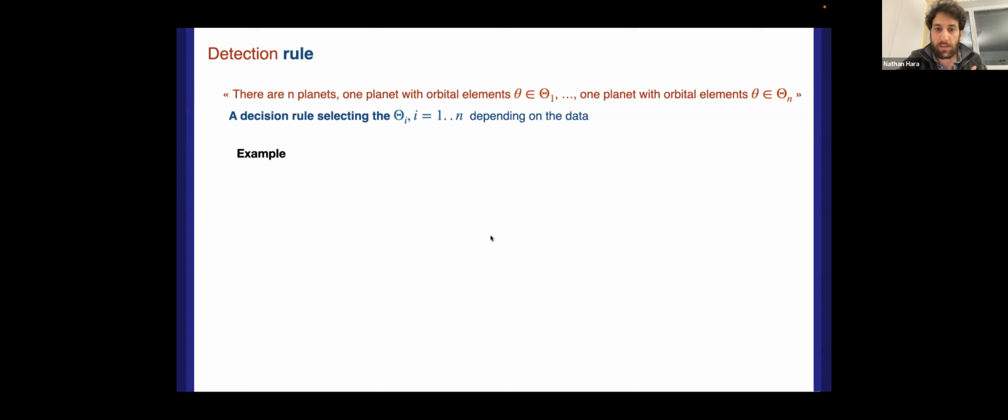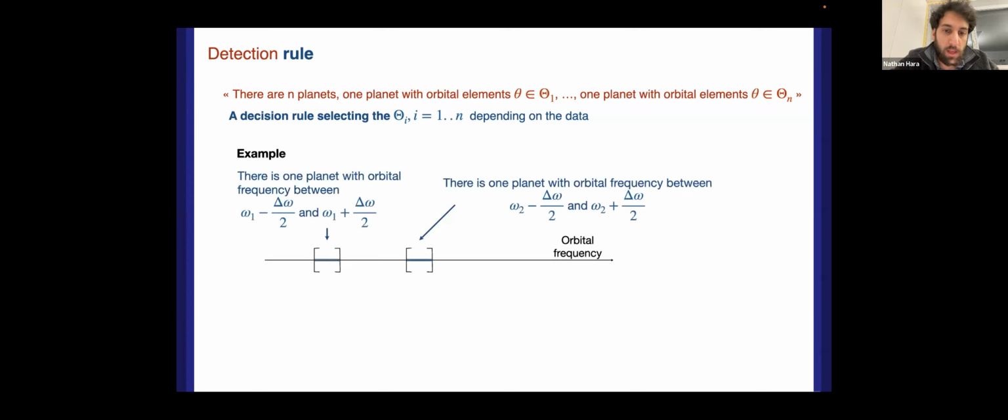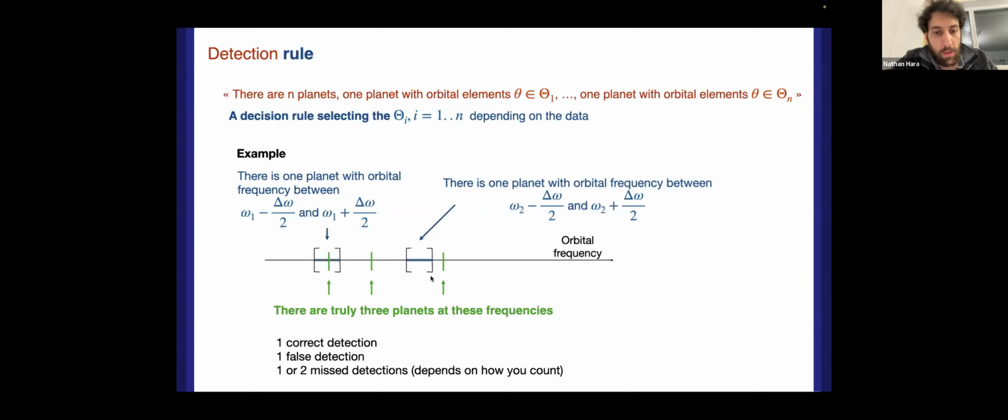So how would you rate if a detection claim is good or not? Let's suppose that here I have said that there are 2 planets, and the first planet has a frequency in this interval, the second planet a frequency in this interval. But in truth, there are 3 planets, one here, and one here. So this one, I got it. It's a correct detection. Good. I say that there is 1 planet here, but there is none. So I have 1 false detection. And these 2, I have missed them.